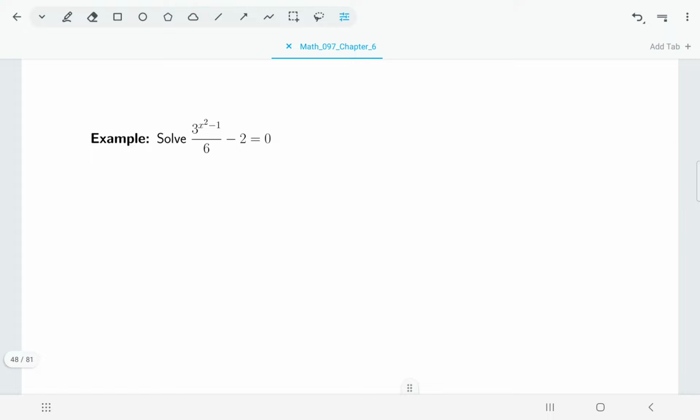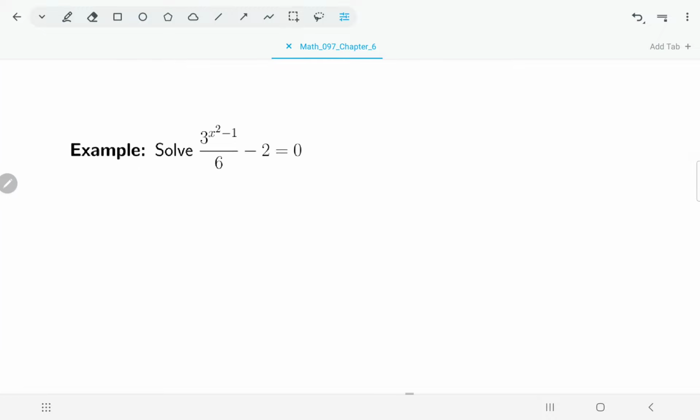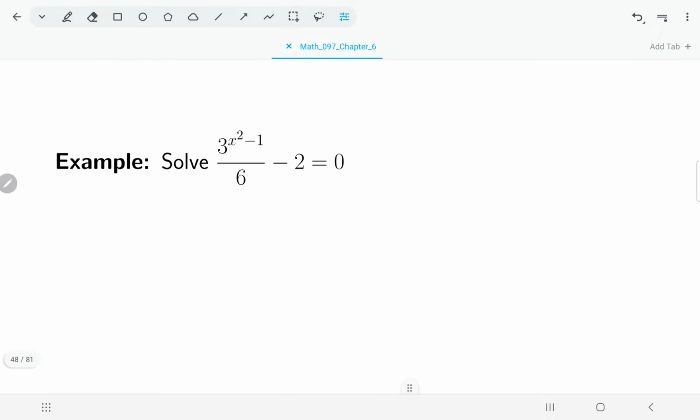Okay, so next one up, we've got something a little bit more involved. We've got not just one exponential function, but the exponential function's being divided by a number, and we've got this little -2 hanging around. So before I can do anything, I really want to get that exponential function by itself. So I'm going to bring that 2 over to the other side of the equation, and then I'll bring up the 6 to give me 12.